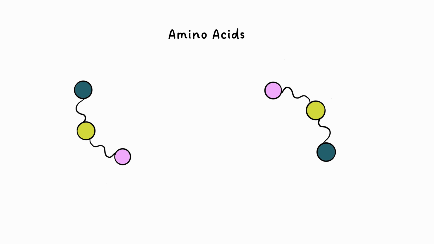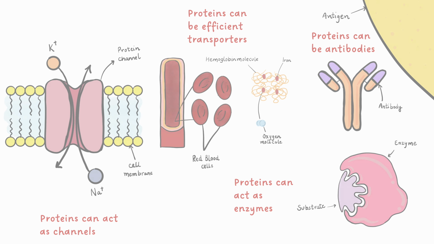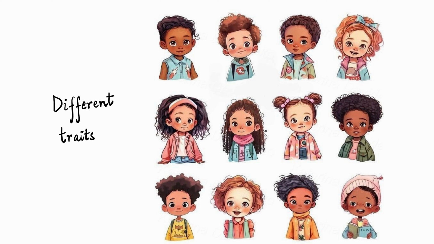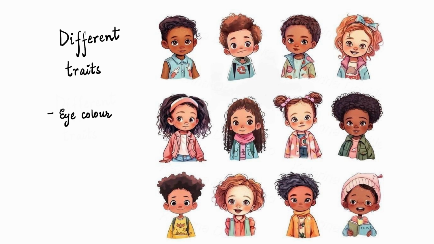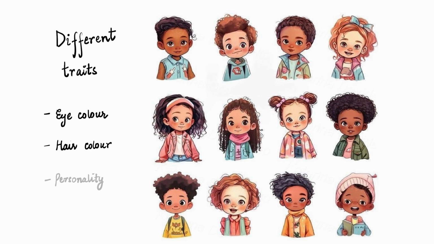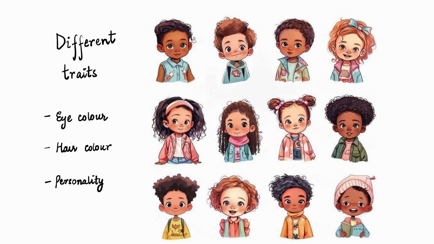But the process doesn't end here. These amino acids then fold in different ways to form different proteins, each with a unique function in the body. The unique sequence of nucleotides in your DNA determines your traits, such as eye color, hair color, and even some aspects of your personality. Each person's DNA is unique, which is why we all look and behave differently.